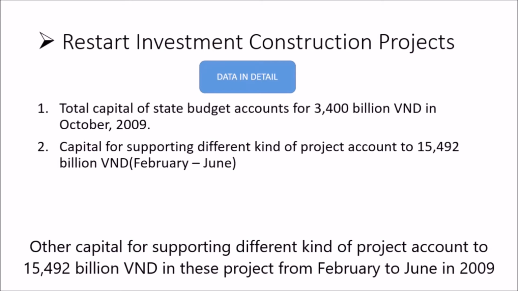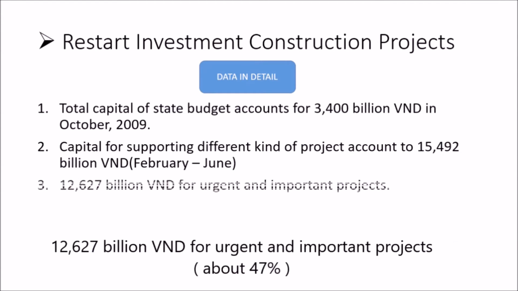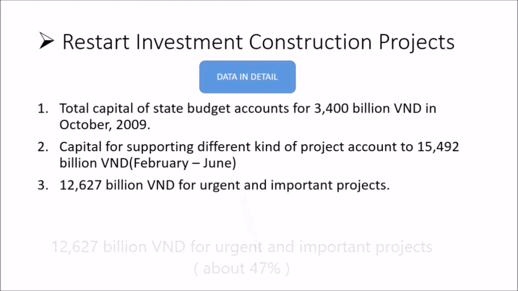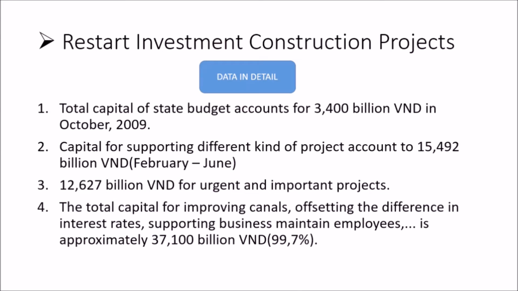Other capital for supporting different kinds of projects amounts to 15,492 billion VND in these projects from February to June in 2009, 12,627 billion VND for urgent and important projects, about 47%. And the total capital for improving canals, offsetting the difference in interest rates, and supporting businesses to maintain employees is approximately 37,100 billion VND, 99.7%.